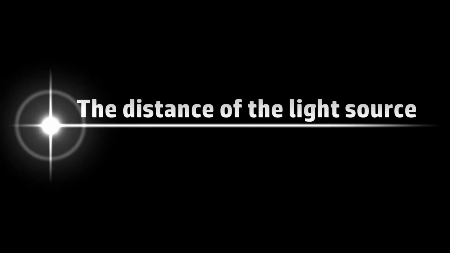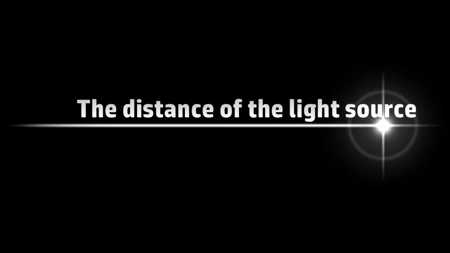So let's move on to the second point, the distance between the subject and the light source. What do you think? The lesser the distance between the subject and the light source, will the light be softer or harsher? The answer is, the lesser the distance between the light source and the subject, the softer the light will be. In other words, if the distance between the subject and the light source is too much, that light source will create harsh light.